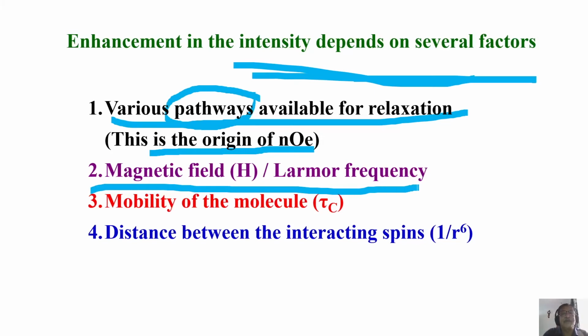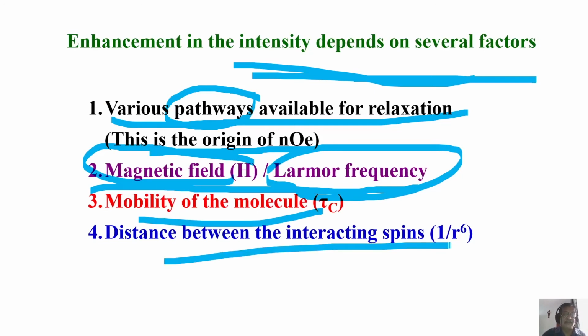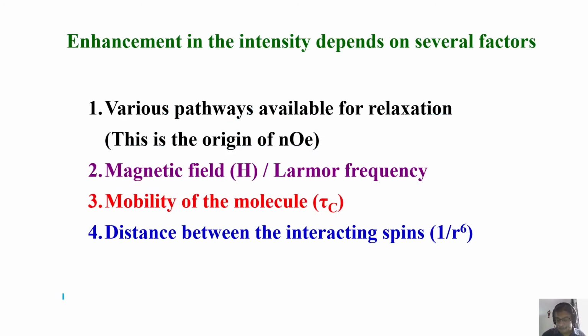So it does not depend simply on doing an experiment like decoupling, sending a radio frequency signal and seeing the change. It cannot happen so routinely like that. There are several factors governing this. It depends upon the molecule, the size of the molecule, and which magnetic field you are studying, so based on the Larmor frequency and the molecular mobility, etc., and also the distance between interacting spins. So many factors govern this NOE.